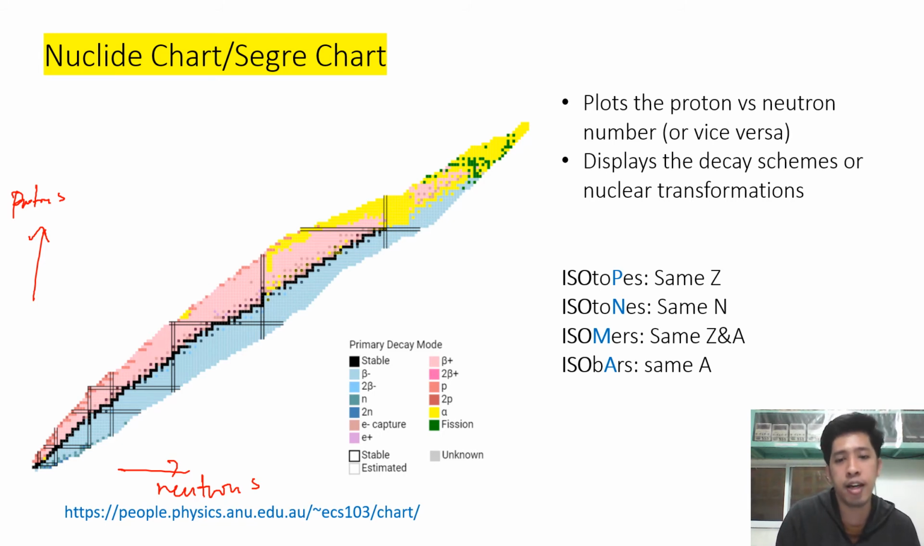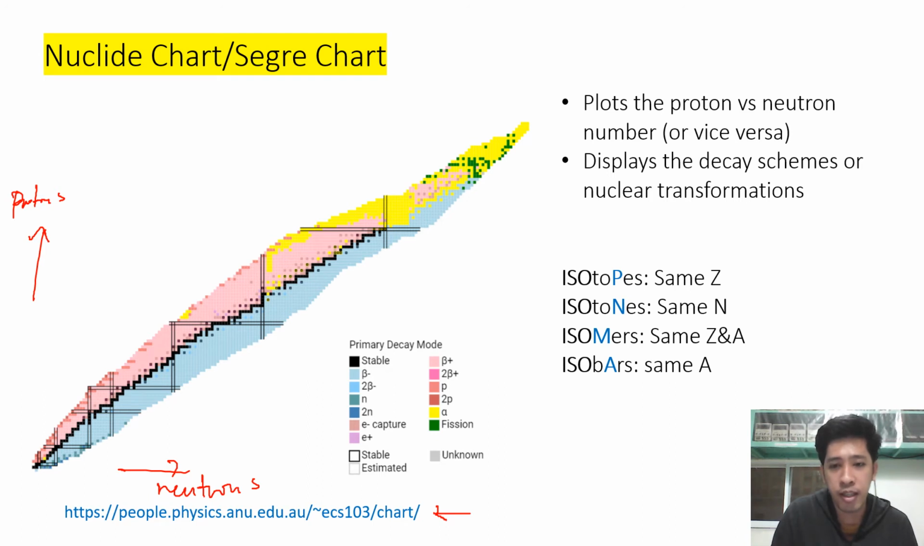And from here you can easily see your isotopes, isotones, isomers, and isobars. Just remember that isotopes have the same Z, the number of protons; isotones have the same N; isomers have the same Z and A; and isobars have the same A. So this is a technique to remember what your isos are. Now you can have a view of this Segre chart from this website, and I will be giving it to you. In this website you can play with this chart.